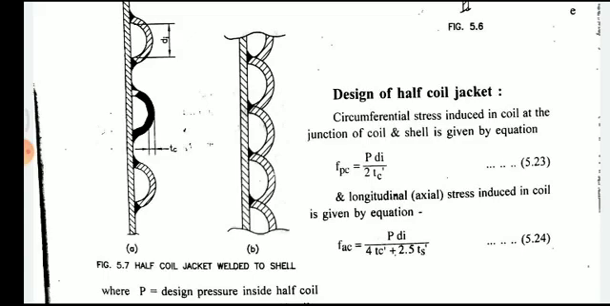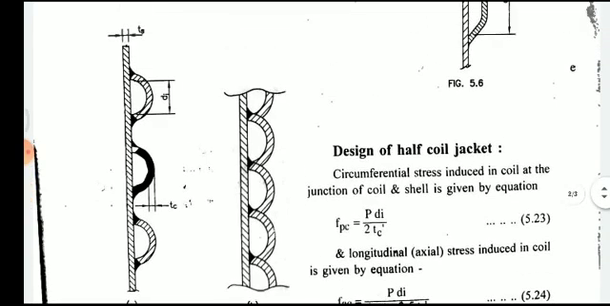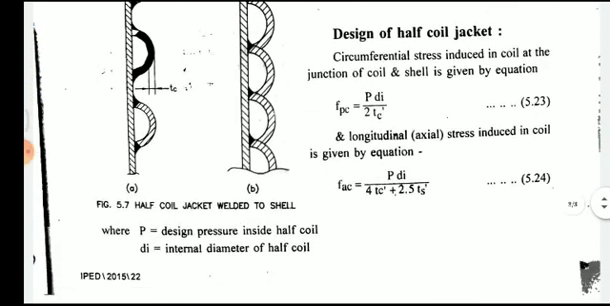So the design of the half coil jacket. First consider the diameter of the half coil, then take the thickness of the coil jacket, that is, the channel thickness, and the thickness for the shell, similar to the above.